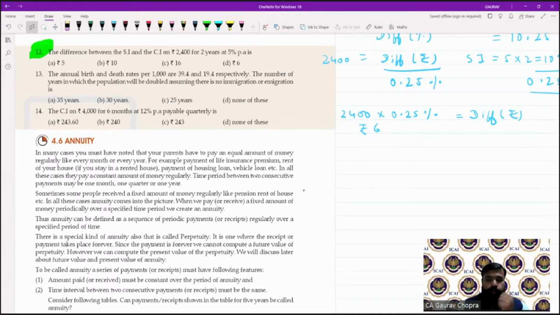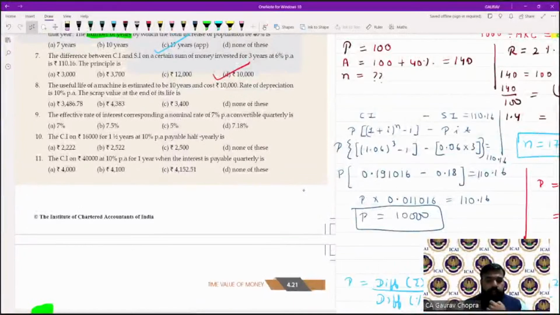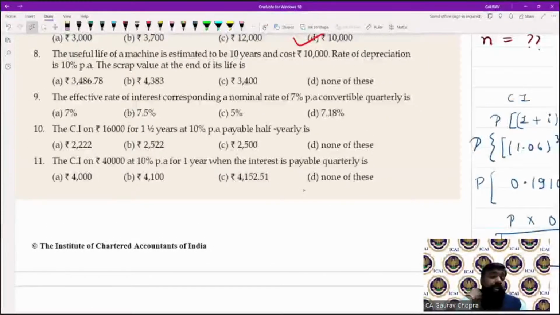All right. Now the next one. So next we are doing is 8th one. Now the question number 8 is talking about the useful life of a machine is estimated to be 10 years. So 10 year is the time period, that is the life, and the cost of machine is rupees 10,000. Rate of depreciation. So depreciation means the decrease in the value of asset.